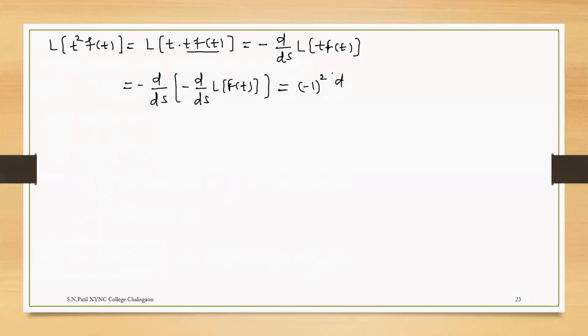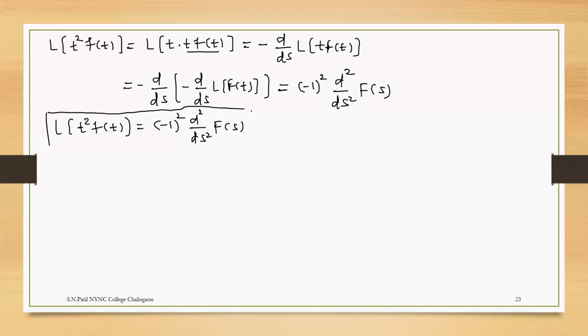Okay, and it becomes a second order derivative. And Laplace of f of t, we write F of s. That is, Laplace of t square into f of t is equal to minus 1 raised to 2, second order derivative with respect to s of F of s. Now using mathematical induction, we can generalize it.